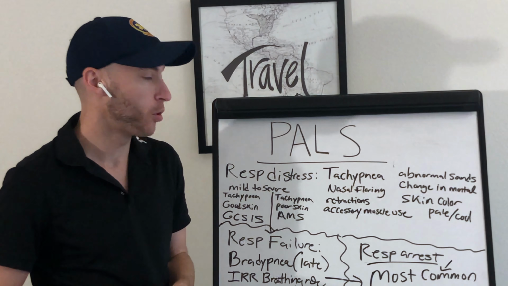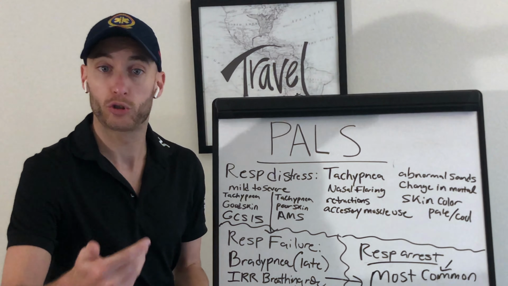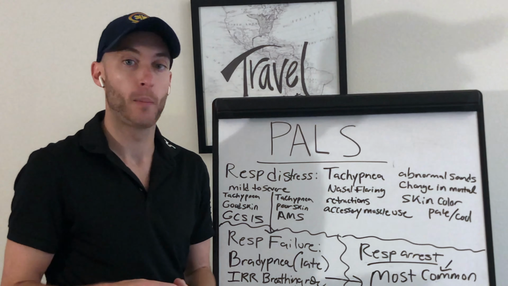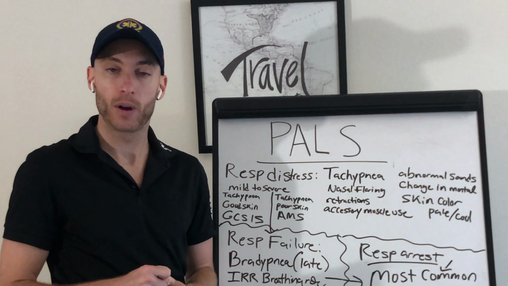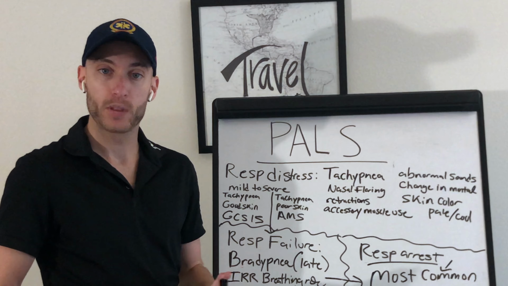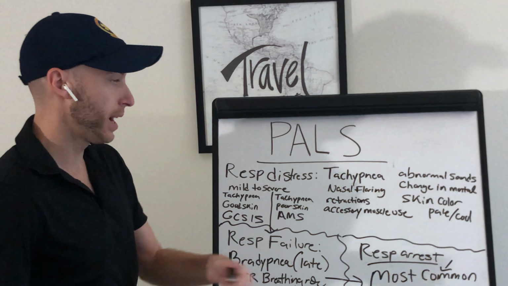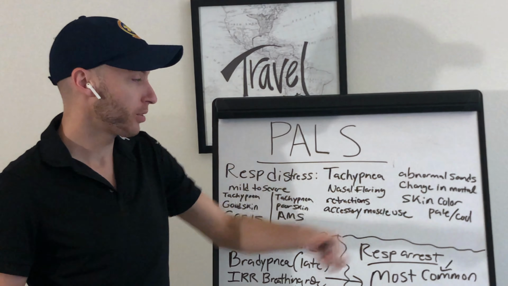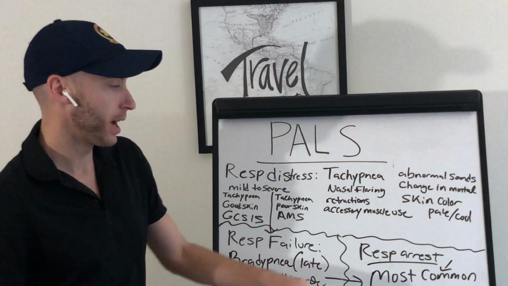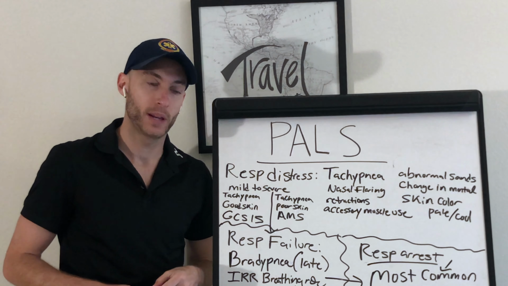Next is gonna be abnormal sounds. Well, obviously, if we have stridor, if we have a severe barking cough, right? If we have wheezing, right? These are abnormal sounds. It's a sign that we're in distress, okay? Remember that change in mental status. We go from mild to severe when we get confusion, okay? Pale or cool skin, that's your poor skin, okay?